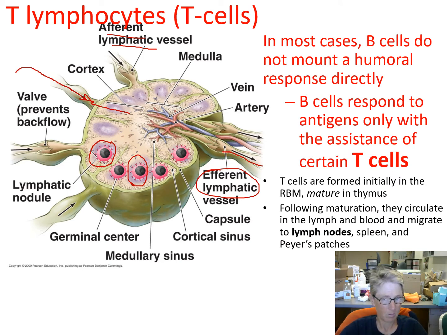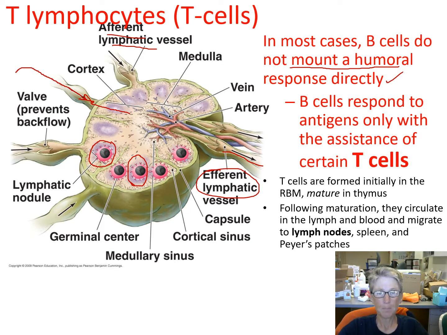So this looks like it's going to be about B cells, but it's not. In most cases, B cells do not mount a humoral response directly. So if you remember the last video, B cells can recognize foreign invaders with their B cell receptors, and they can mount an antibody producing response, aka a humoral response. But most of the time, B cells need help to get fully activated to make their antibodies.